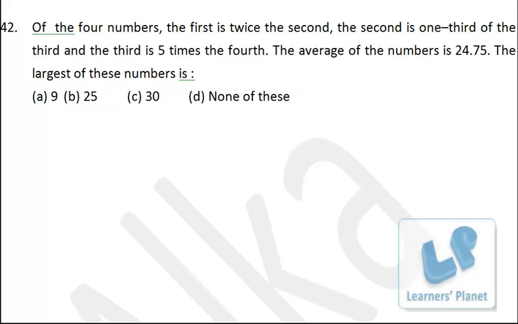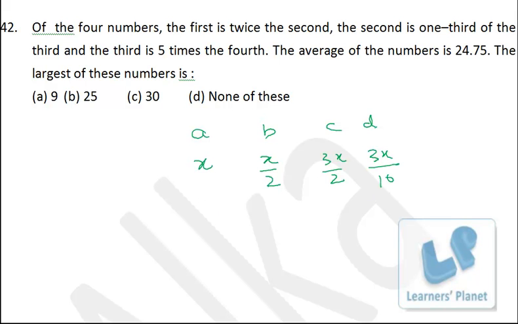Now of the 4 numbers, the first is twice the second, the second is 1/3 of the third, and the third is 5 times the fourth. The average of the numbers is this. We have to find out the largest of these numbers. Okay, so I assume the numbers to be A, B, C, D. Now the first is twice the second. Suppose the first number is x. It is twice the second, so the second is x by 2. The second is 1/3 of the third, so the third should be 3 times the second. And the third is 5 times the fourth, that means the fourth must be 1/5 of the third.